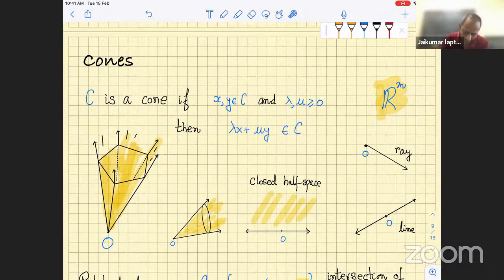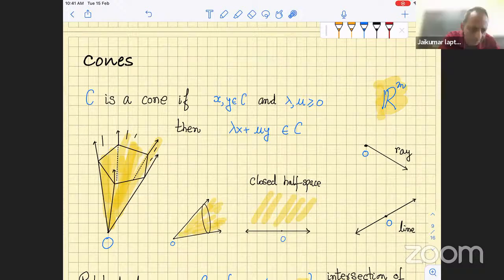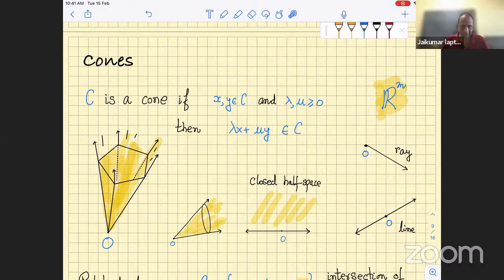So now I want to derive, sorry, everybody is leaving or something is happening. Is everybody there? Can you hear me? Yes, very much, sir. Good. So I want to now apply this fundamental theorem of linear inequalities to prove a very, very nice result about cones.